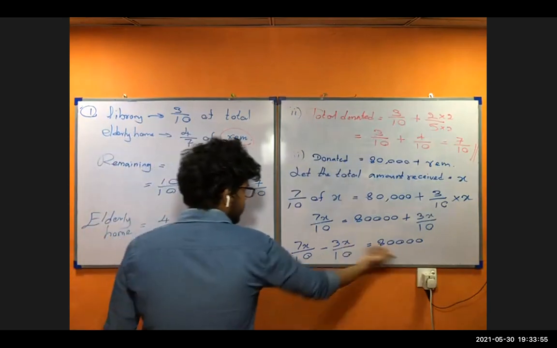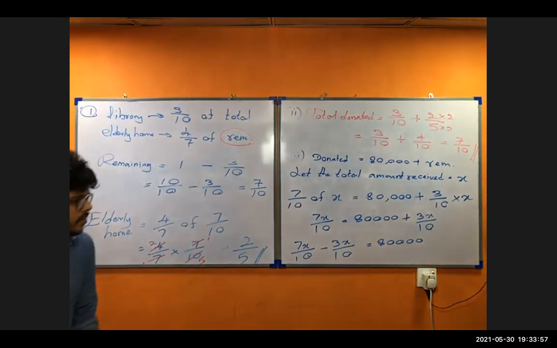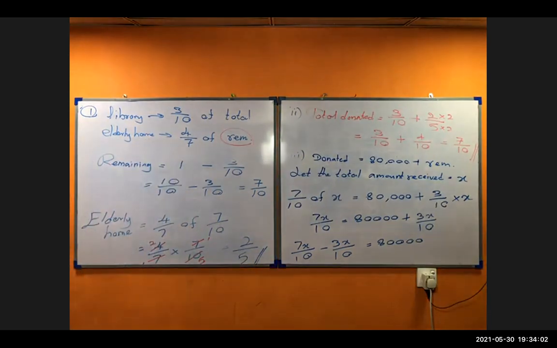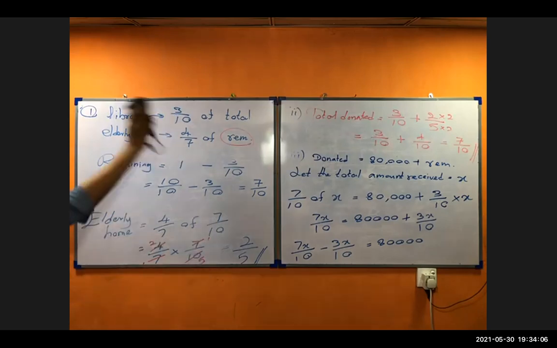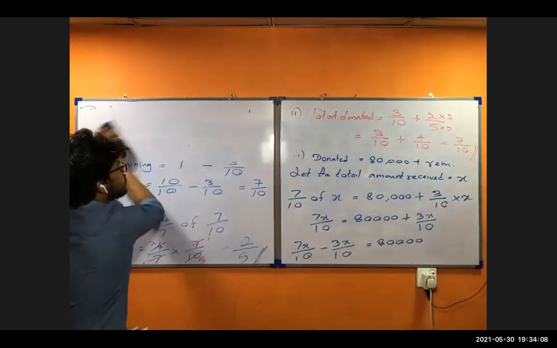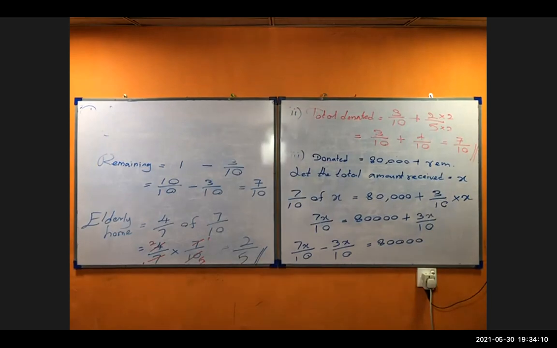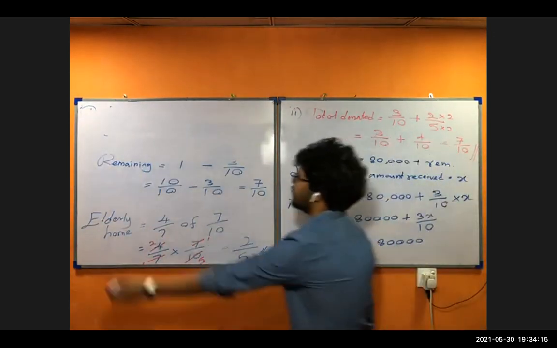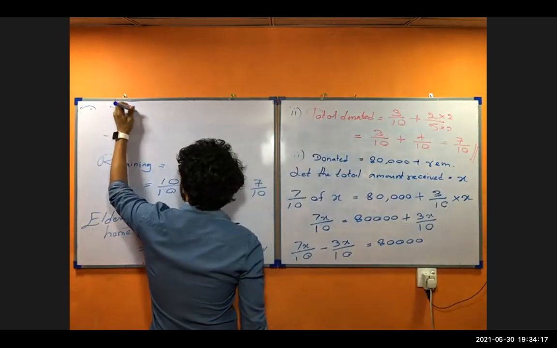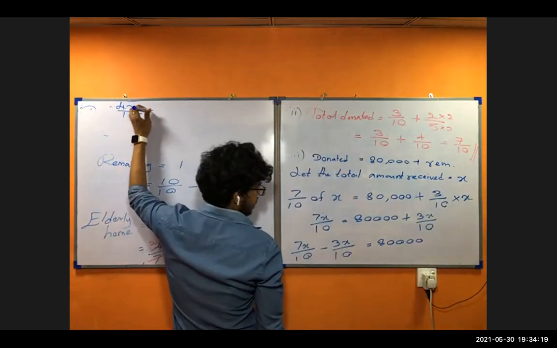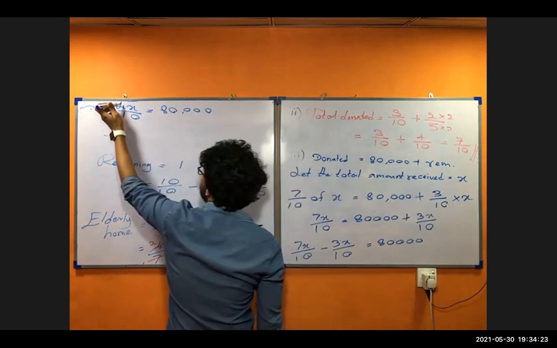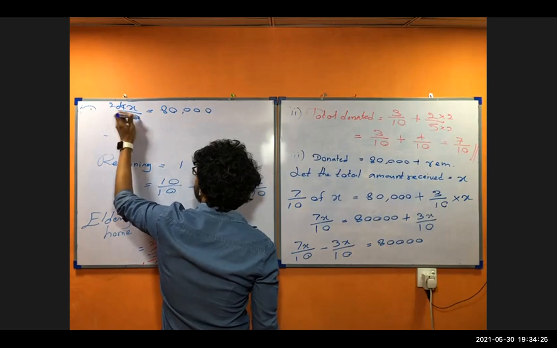Then you can do the simplification and find x, right? So what do I get? 7 minus 3, I get 4x over 10. So let me erase this part. So from here, 7 minus 3 is going to give me 4x. So 4x over 10 is equal to 80,000. So here I can simplify, right? It is going to be 2/5.